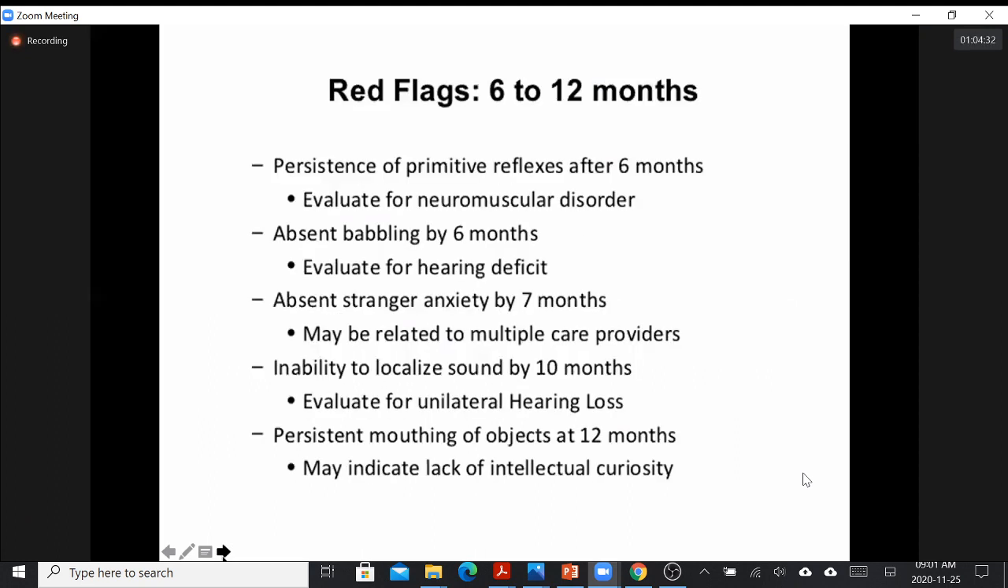So what are the red flags at this age? Red flags from 6 to 12 months would be the persistence of primitive reflexes after 6 months, right? If they are there, we have to evaluate for neuromuscular disorder. Absent babbling by 6 months, right? Another cardinal point that you need to know is, if the speech development is delayed, the most important thing, or the first thing you have to check is whether the child can hear. So we have to evaluate for a hearing deficit if there is no babbling by 6 months.